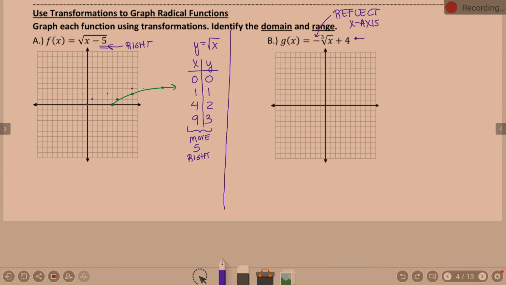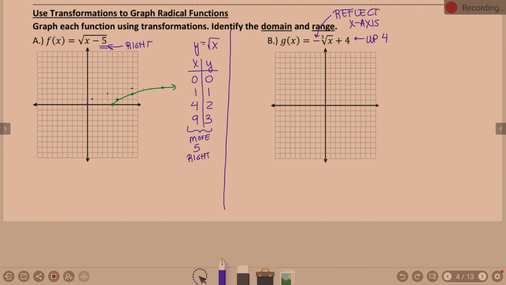Oh, it's not in the radical. That 4 is not in the radical. So what does that mean about that 4? It's going to go up 4, because a number that's not with the x is not in the radical. It's going to take it up or down. Sound a little bit familiar? There was some talk about it, but not everyone was on board quite there.